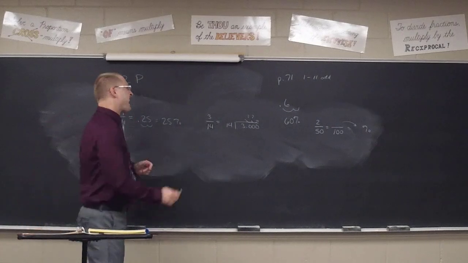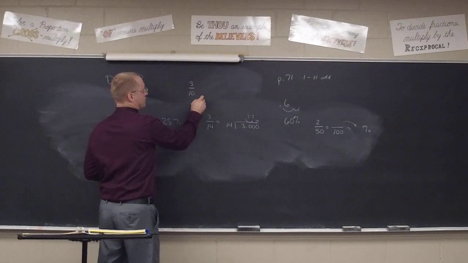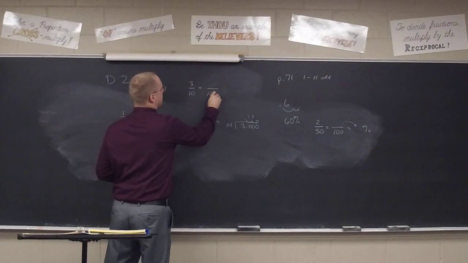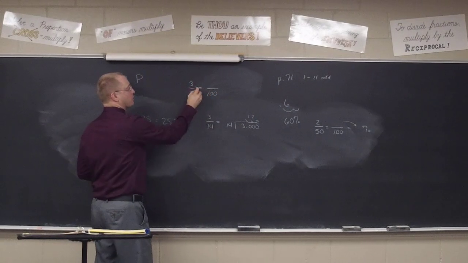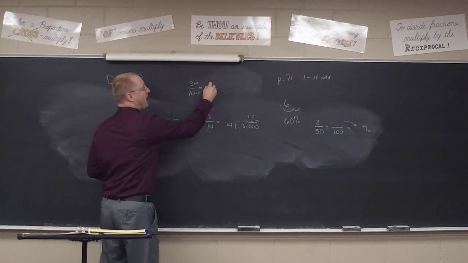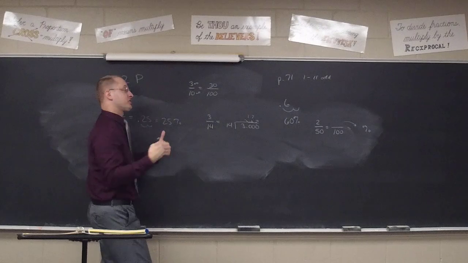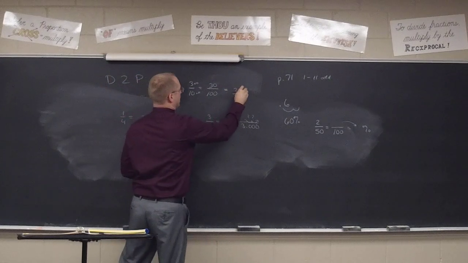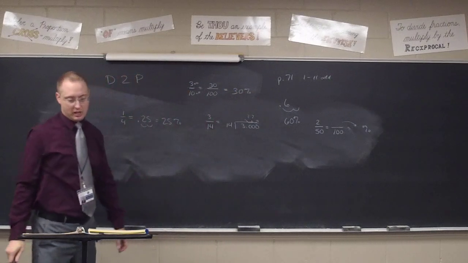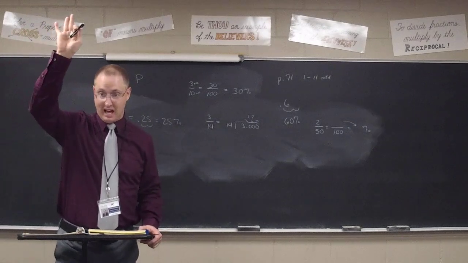Look at number 5. 3/10. Technically we should know what that is if we think place value, but it's also easy to think of a denominator of 100. Just multiply top and bottom by 10. So what's my numerator? If it's 30 hundredths, that means 30%, because percent means hundredths. How many are good to go on 135?